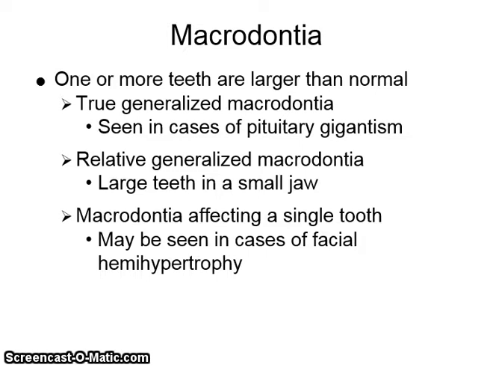Macrodontia is where one or more teeth are larger than normal. True generalized macrodontia is seen in cases of pituitary gigantism. Relative generalized macrodontia is large teeth in a small jaw. Macrodontia affecting a single tooth may be seen in cases of facial hemihypertrophy.